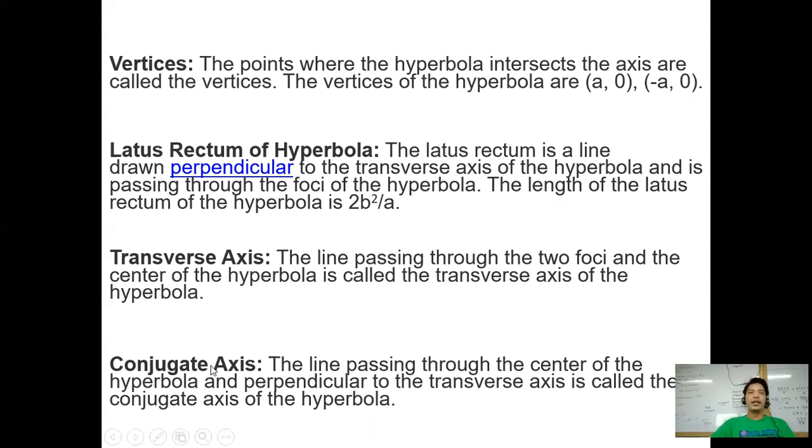So conjugate axis: the line passing through the center of the hyperbola and perpendicular to the transverse axis is called the conjugate axis of the hyperbola. Halos parehas din siya ng minor axis. Yun nga lang, transverse axis kung saan bumuka yung ating hyperbolas, tapos kung saan naman yung perpendicular dun sa transverse axis, yun naman yung ating conjugate axis.